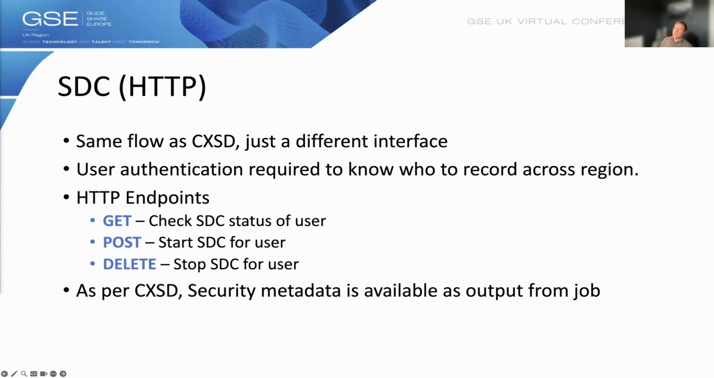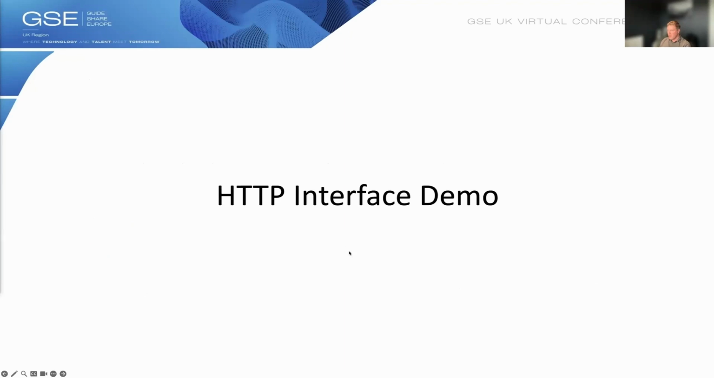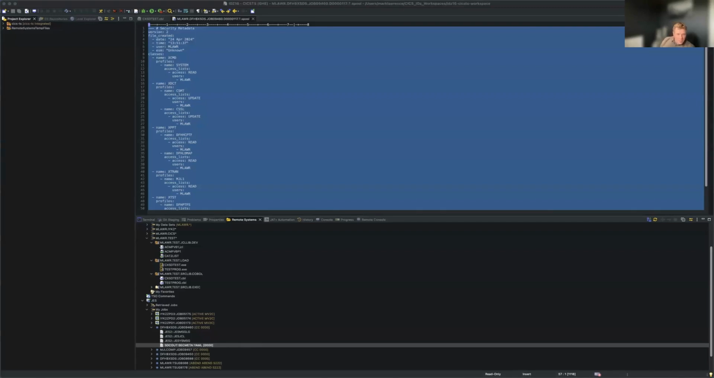So we've got a couple of HTTP endpoints. We've got a get, a post, and a delete, which I'll demonstrate in a minute. And then the same as CXSD, once you stop the SDC, it will fire off a job automatically, and your security YAML will be available in a job which has just been run. And you'll be able to access it via that. So we're now going to demonstrate HTTP.